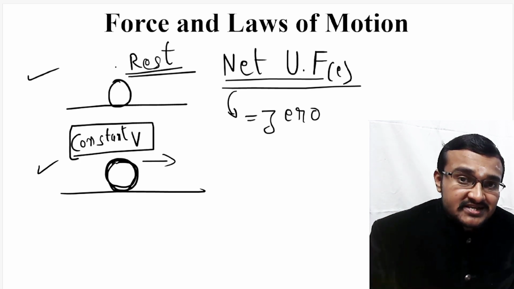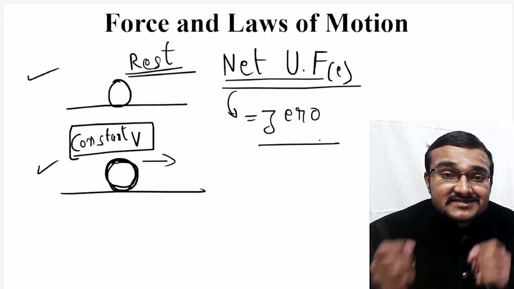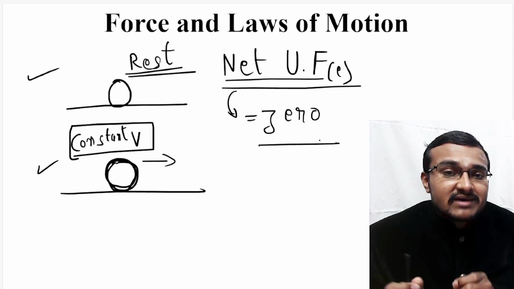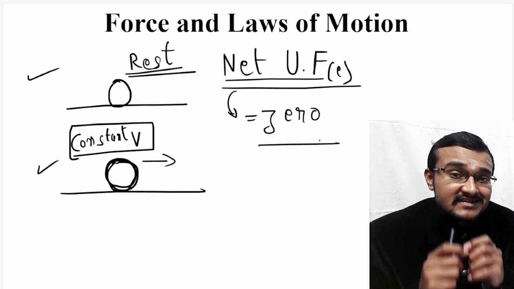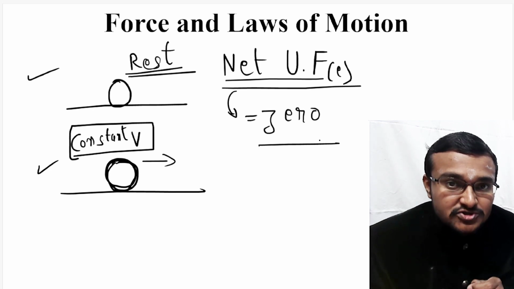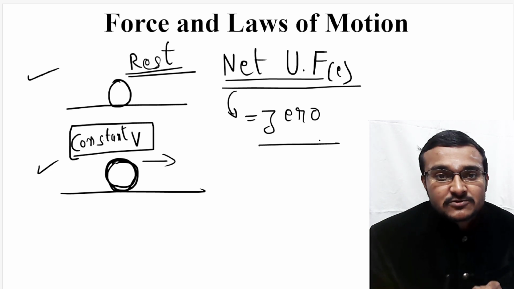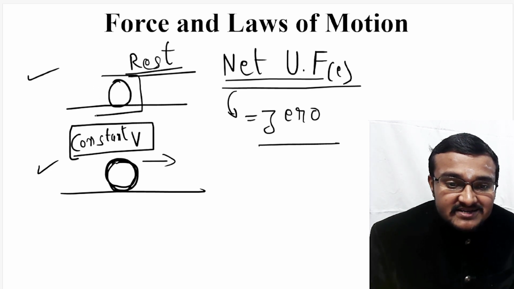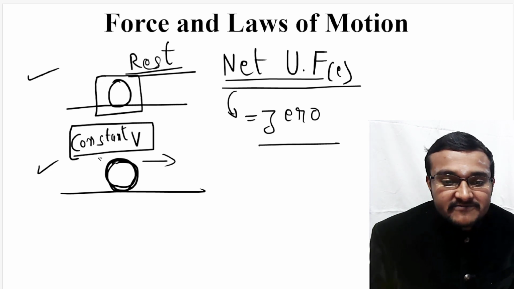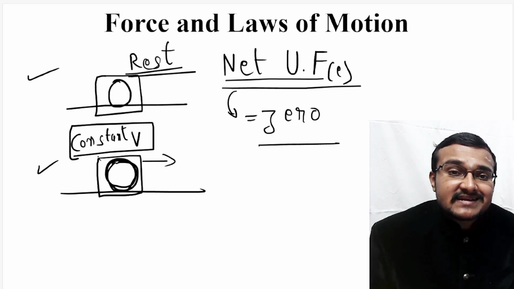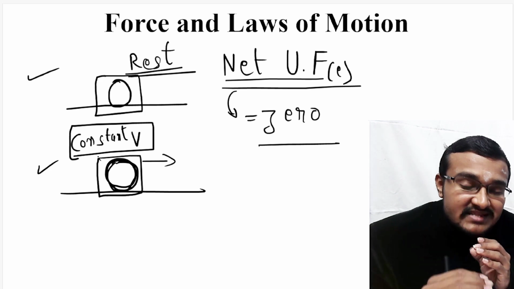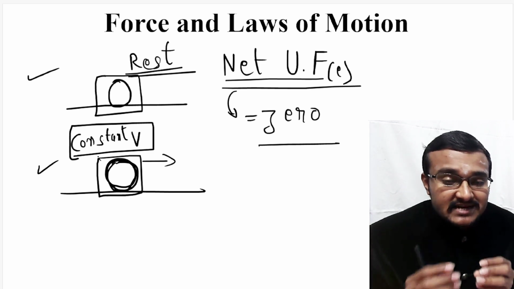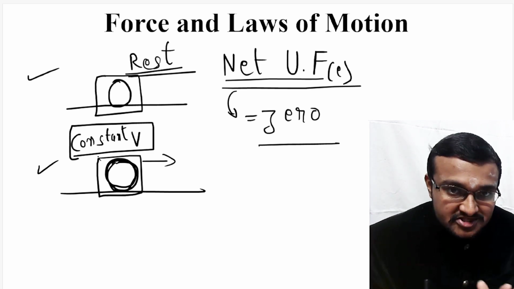But here in the question they have given net zero external unbalanced force. That means there is no external unbalanced force, or that external unbalanced force is equal to zero. So either this object, if it is at rest, continues to be at rest, or if it is moving at constant velocity, then it keeps on moving with that constant velocity. That means the state of motion is not changed.